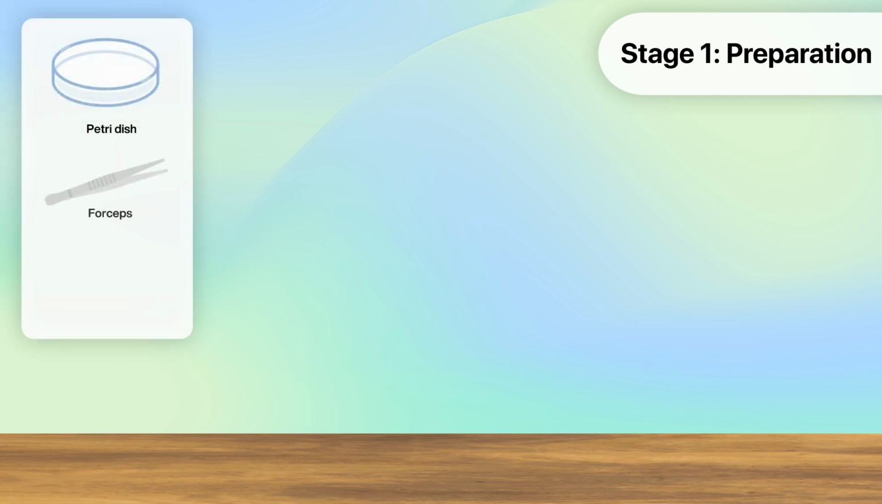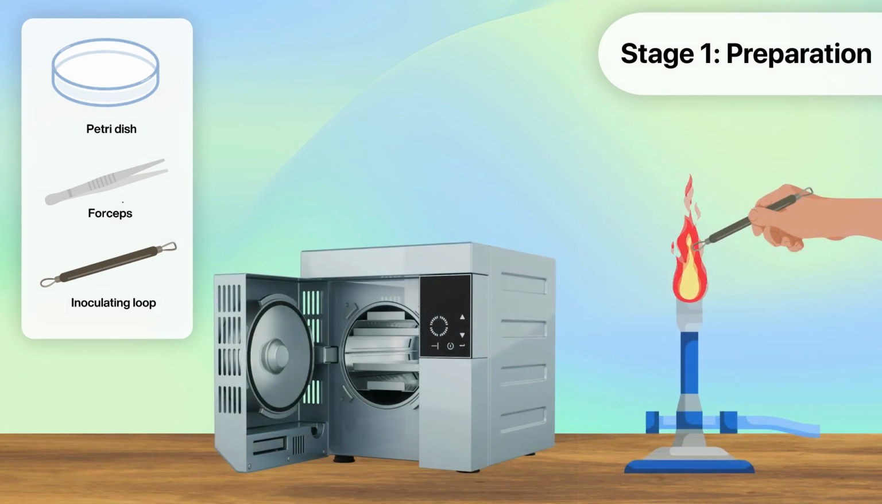We begin with our preparation stage. For this practical, it's crucial to keep our setup organized and maintain sterile conditions to ensure accurate results. We must therefore sterilize all our equipment before we begin, including Petri dishes, forceps, and inoculating loops to prevent contamination. We do this by using an autoclave or by passing each piece of equipment through an open flame using a Bunsen burner.